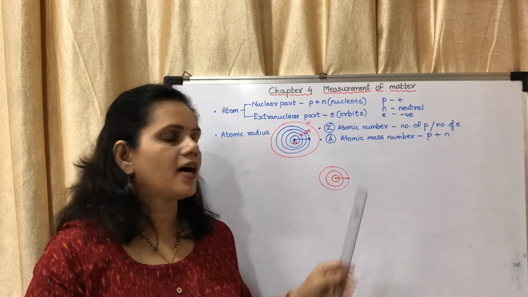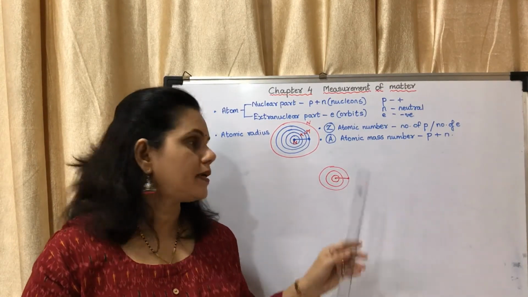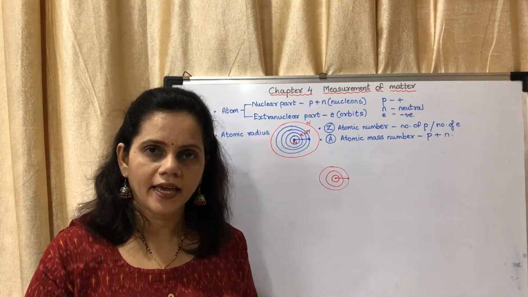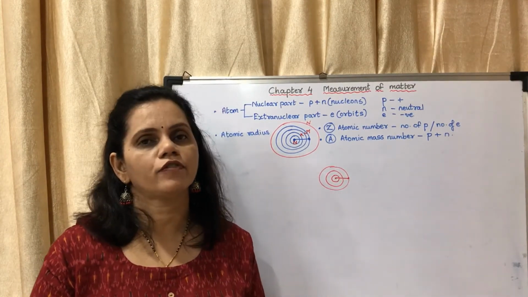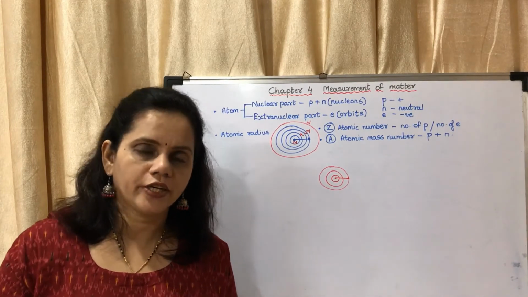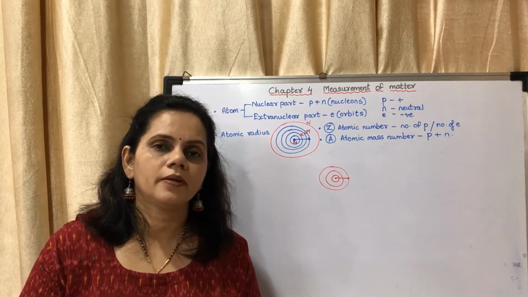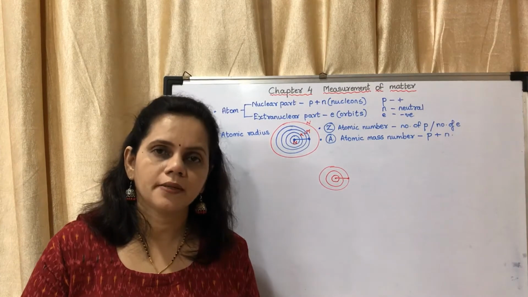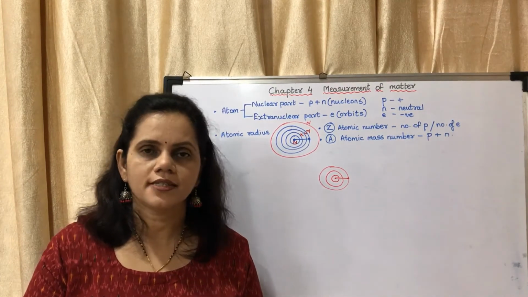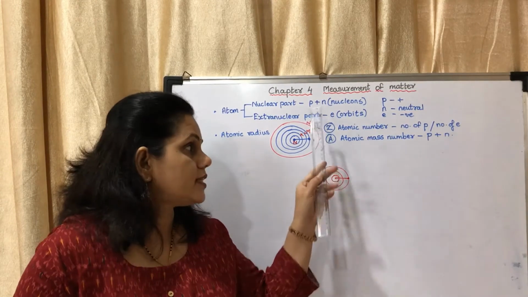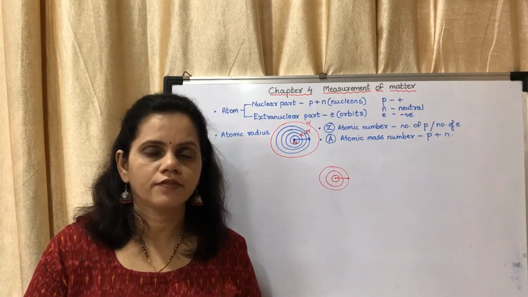And atomic mass number. Atomic mass number is denoted by the letter A. It is the number of protons plus number of neutrons in the nucleus, okay? What is atomic mass number? Atomic mass number is the number of protons plus number of neutrons in the nucleus. So this is the basic thing which you have to learn from this part.